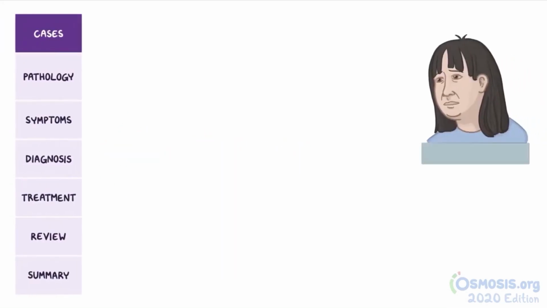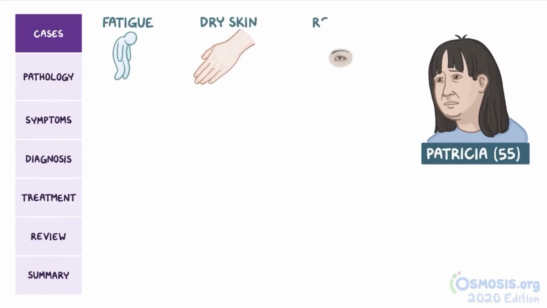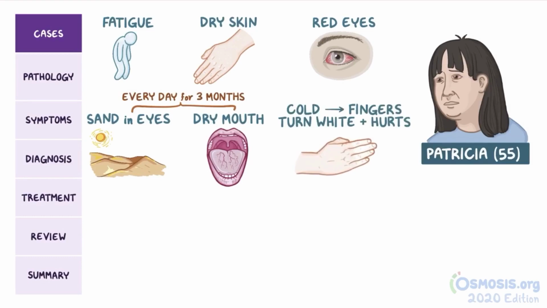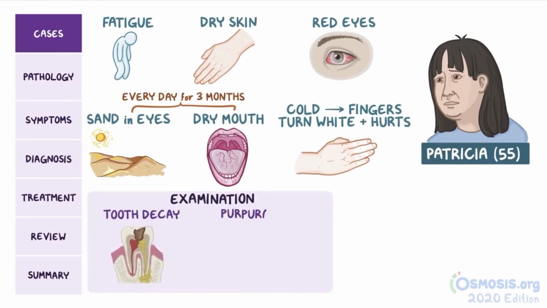On your rounds, you see a 55-year-old female named Patricia who presents with fatigue, dry skin, and red eyes. She mentions that she's had a recurrent sensation of sand in her eyes and dry mouth every day for the past 3 months. She also mentioned that when it's cold outside, the tips of her fingers turn white and hurt. On examination, there are signs of tooth decay and purpura on both lower extremities.